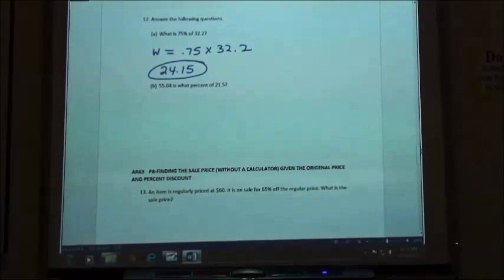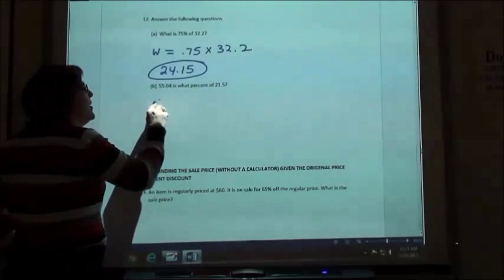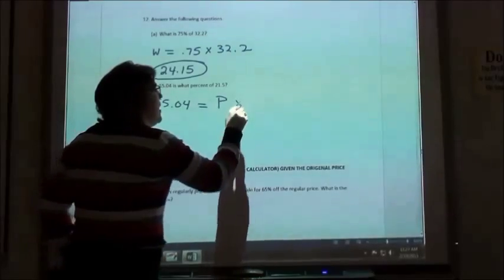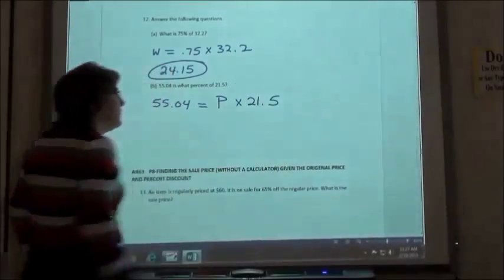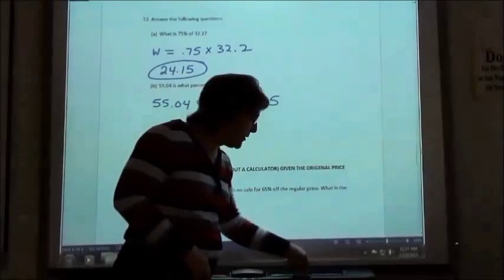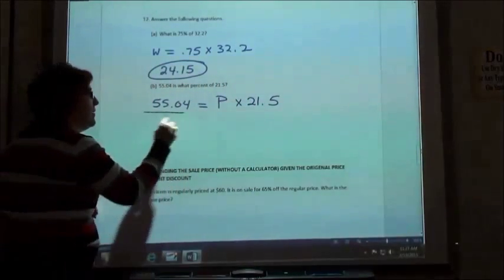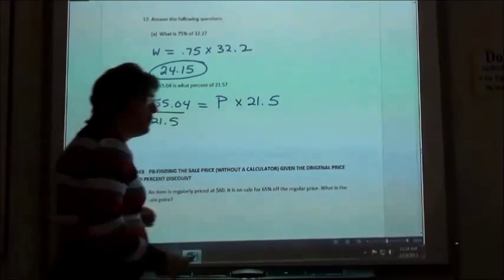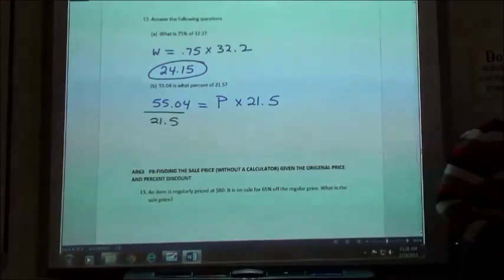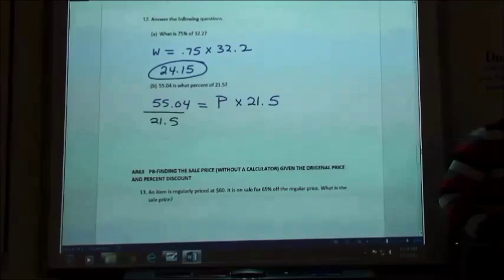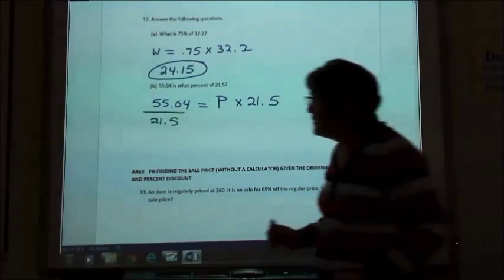And the last one on there, 55.04 is what percent of 21.5? I want to solve that for the percent. This is times. When I move it over, I have to divide by the 21.5. So 55.04 divided by 21.5 gives me 2.56.